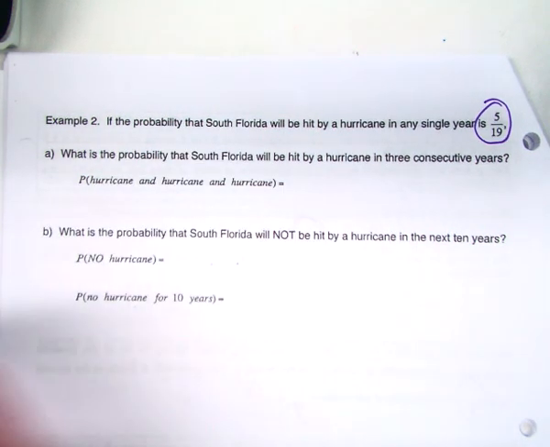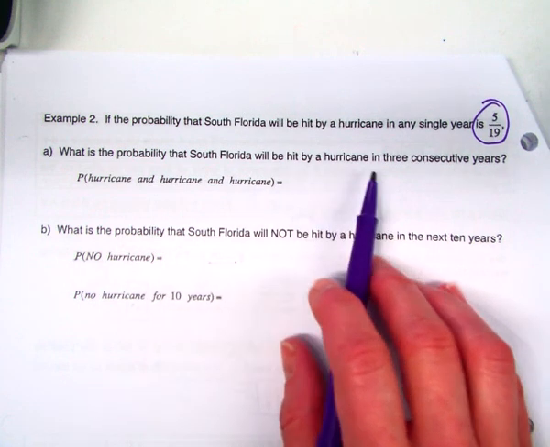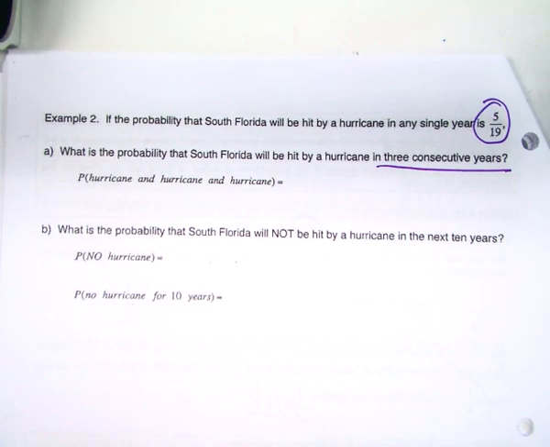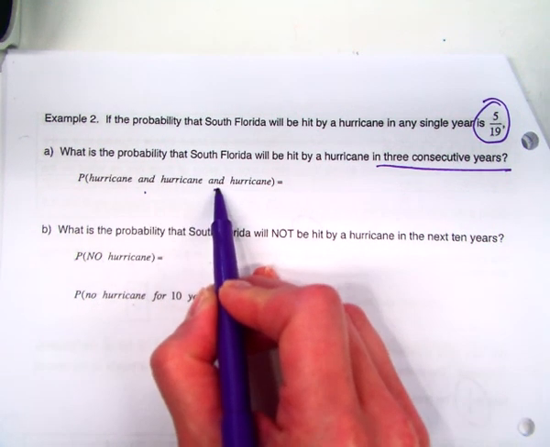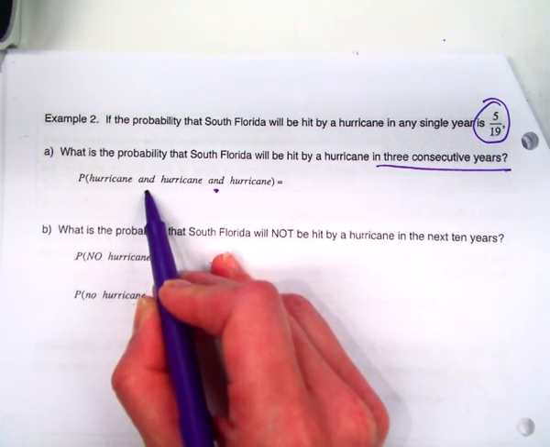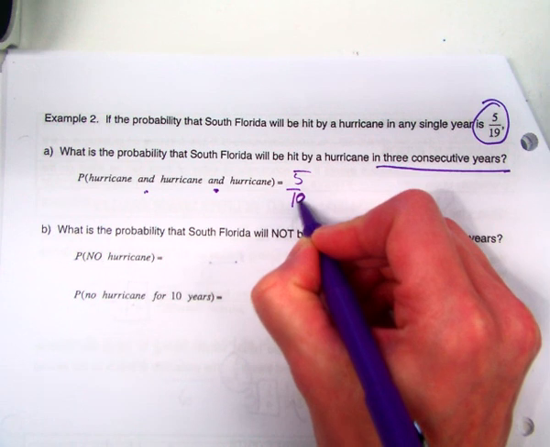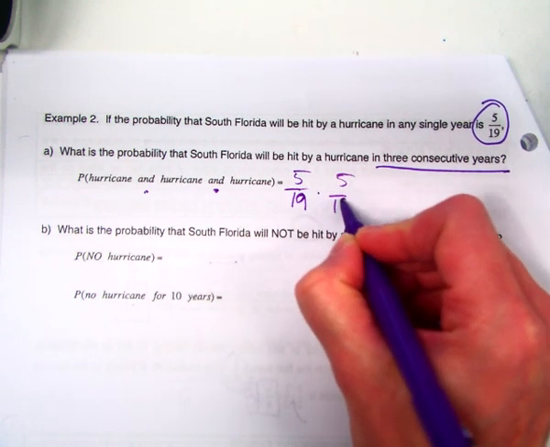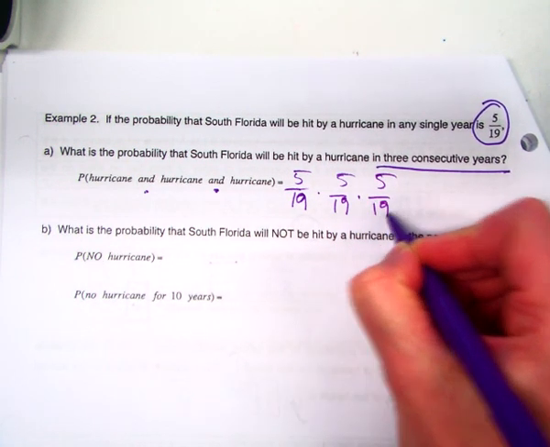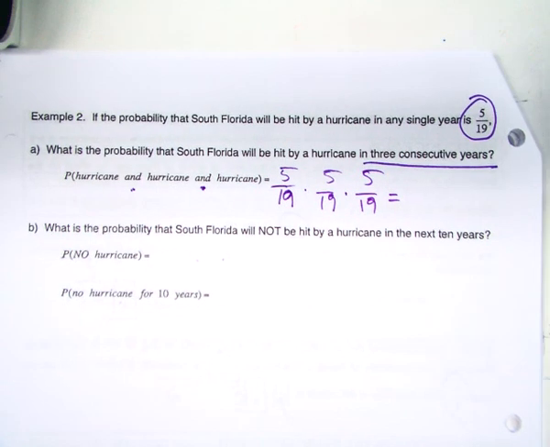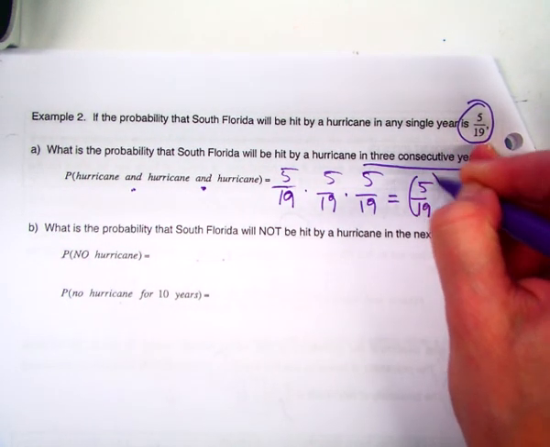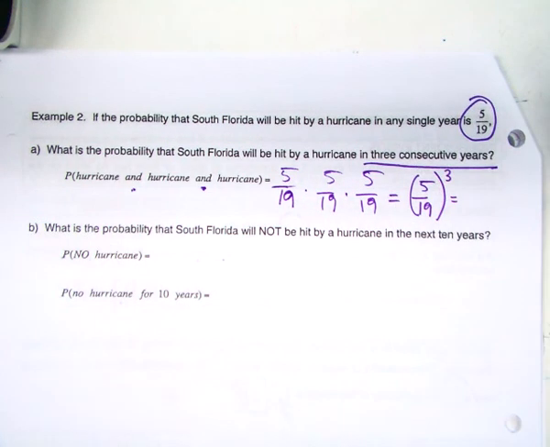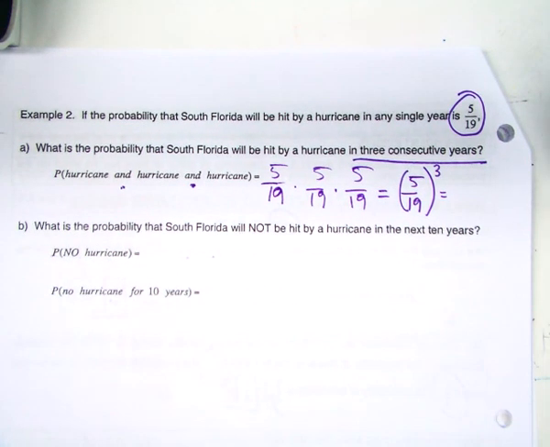What is the probability that South Florida will be hit by a hurricane in 3 consecutive years? So it's probability of hurricane, and hurricane, and hurricane. So the "and" tells me to multiply 5 over 19 times 5 over 19 times 5 over 19. How else could we write this down? If you don't want to type this into your calculator with all these fractions, you could do 5 over 19 to the 3rd power. Does the same thing because the calculator is going to multiply it 3 times.